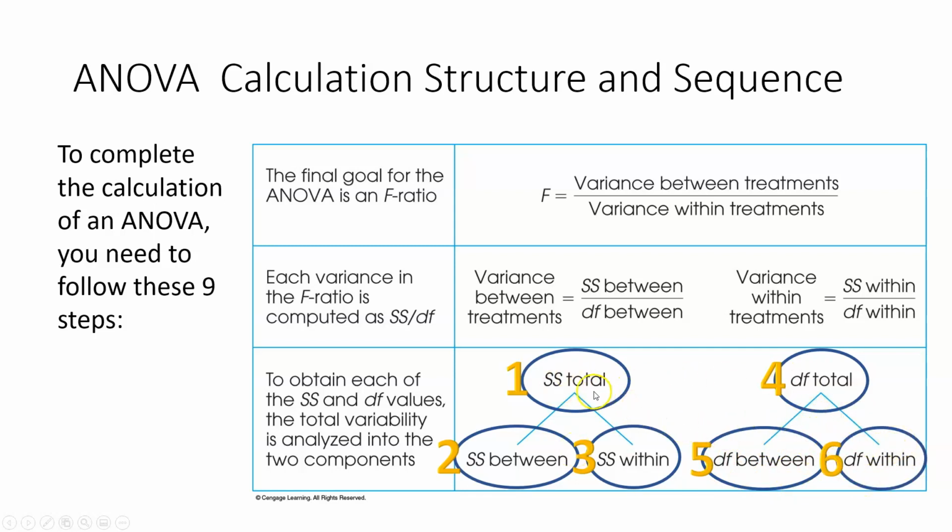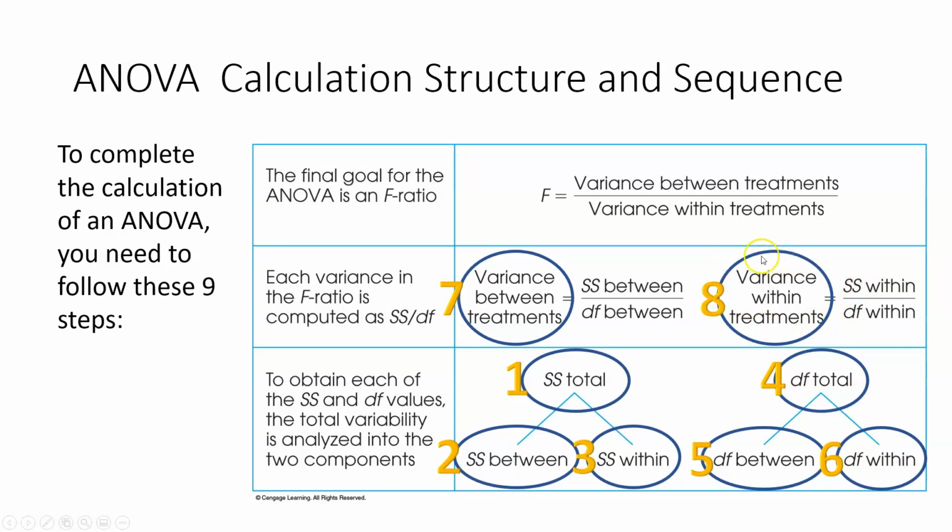After you finish those first 6 steps, then you compute the variance between treatments, which is the sum of squares between divided by the degrees of freedom between. Remember, variance is SS over DF. So we're computing the variance between using the sum of squares between and the degrees of freedom between, and putting those in a fraction. Step 8 is to take the variance within treatments, SS over DF for within. So you take this SS within and this degrees of freedom within, and you pit them against each other, and you get this variance within.